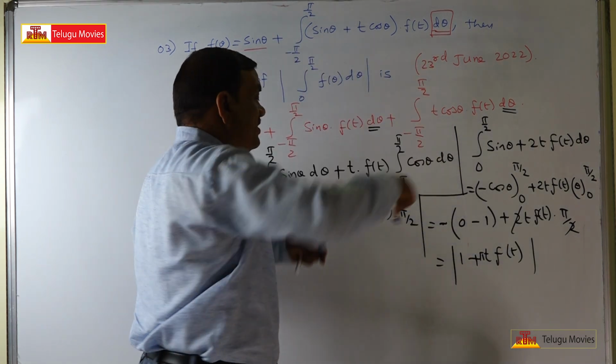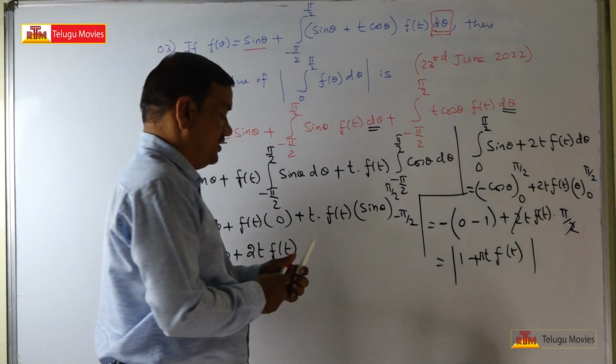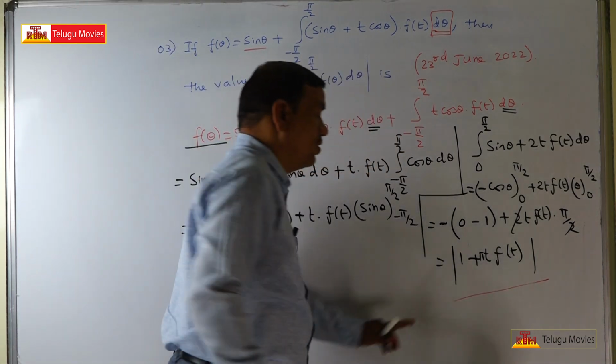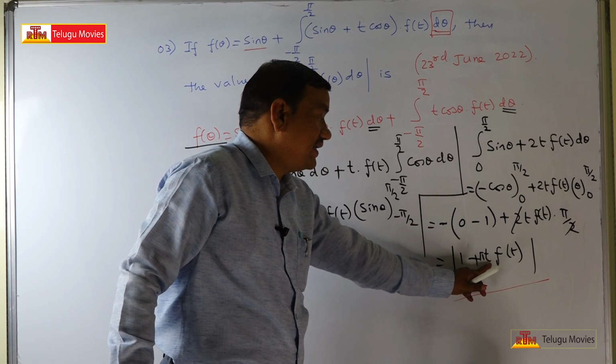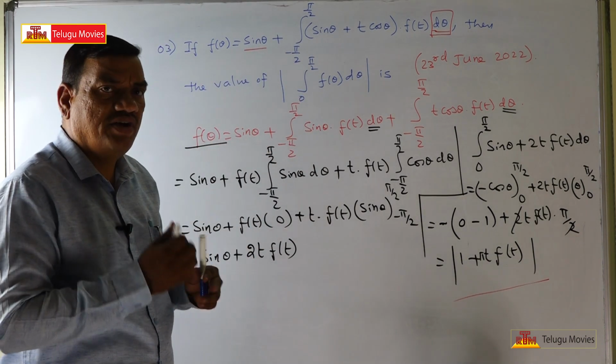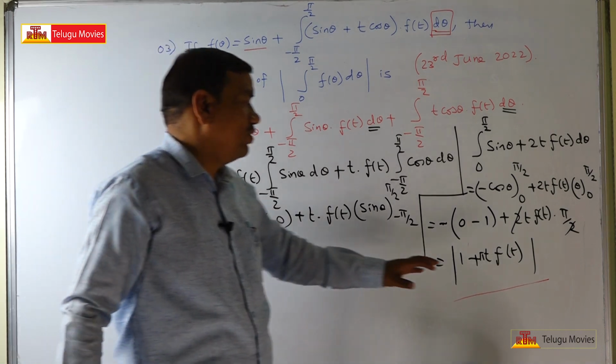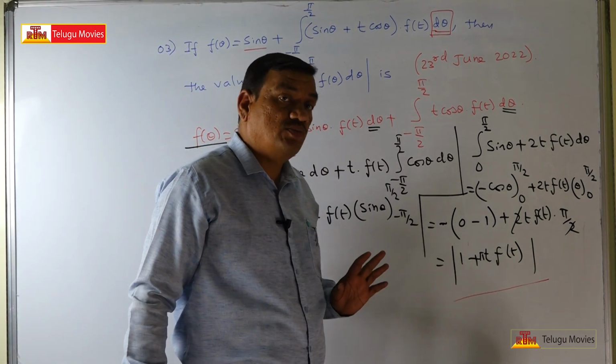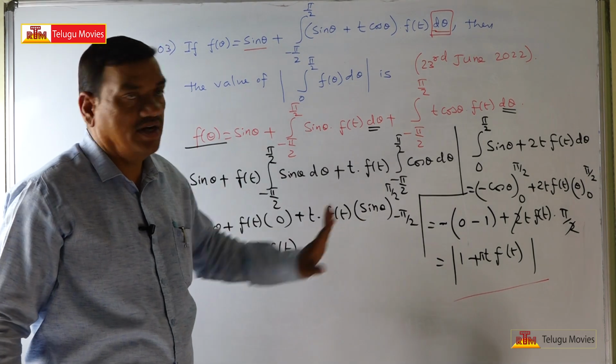This total problem is in modulus. So your answer is this. What is your final answer? 1 plus pi t f of t. Options are not available for this problem. So that is your final answer.